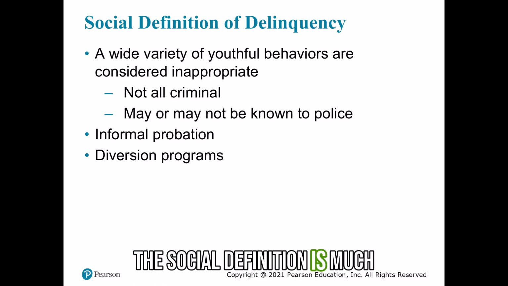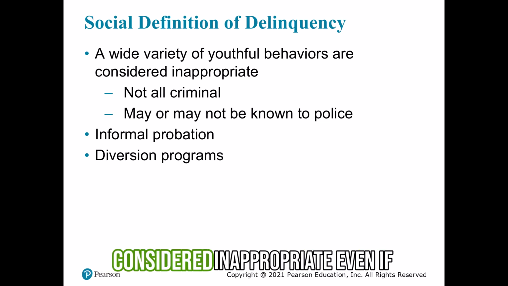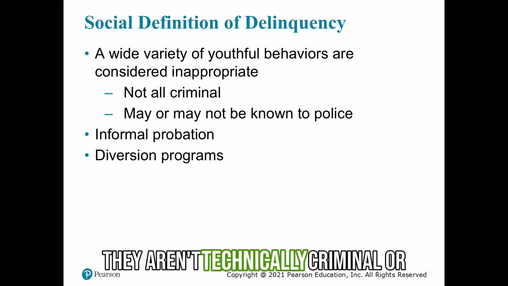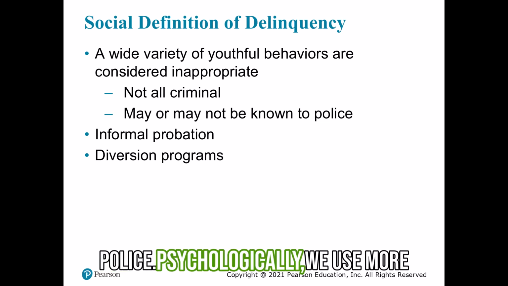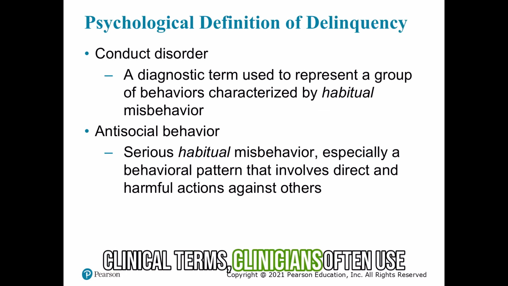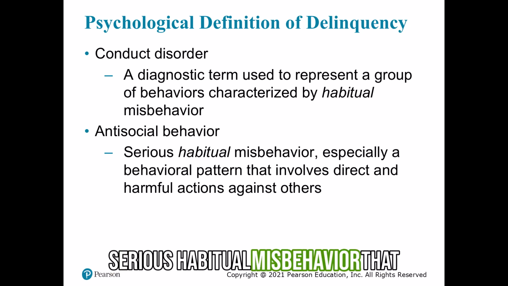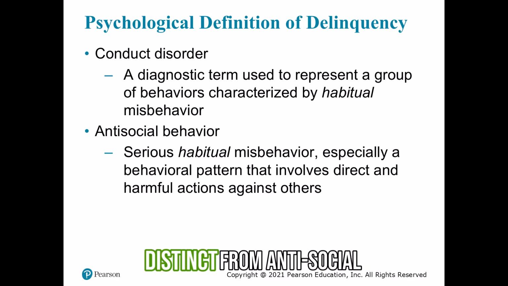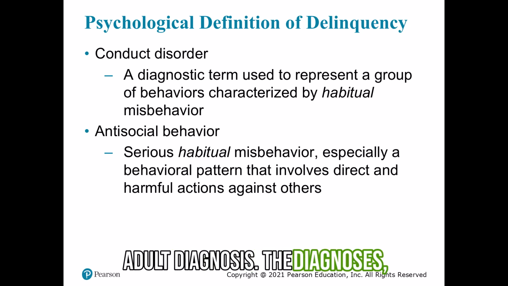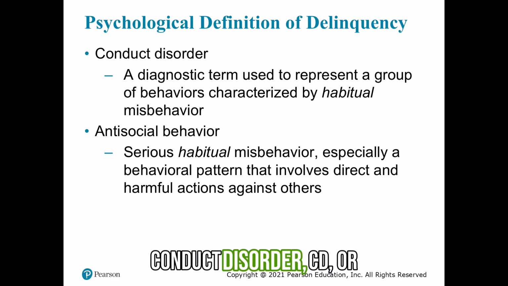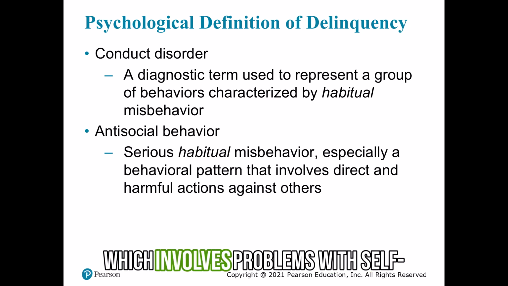The social definition is much broader. It refers to a wide variety of youthful behaviors that are considered inappropriate even if they aren't technically criminal or ever come to the attention of the police. Psychologically, we use more clinical terms. Clinicians often use the term antisocial behavior for serious, habitual misbehavior that directly harms others. This is distinct from antisocial personality disorder, which is an adult diagnosis. The diagnoses you'll often see in youth are conduct disorder, CD, or oppositional defiant disorder, ODD, which involves problems with self-control.